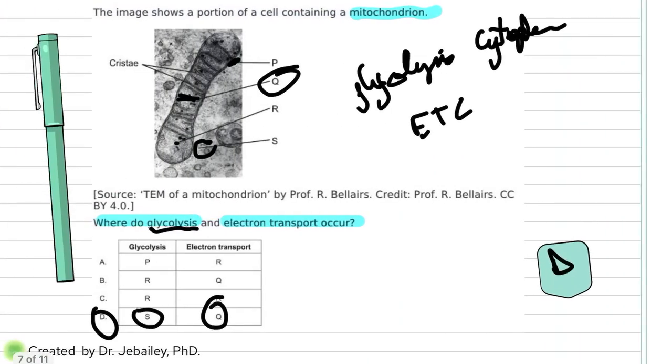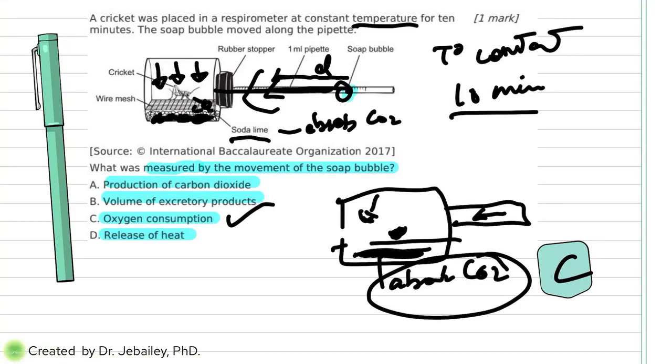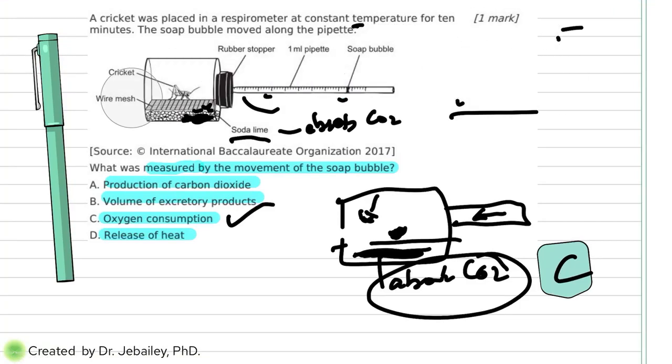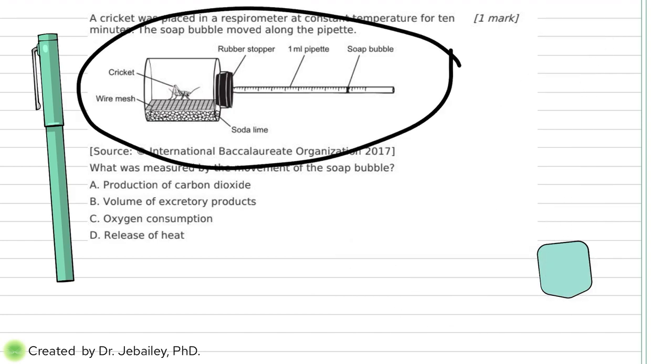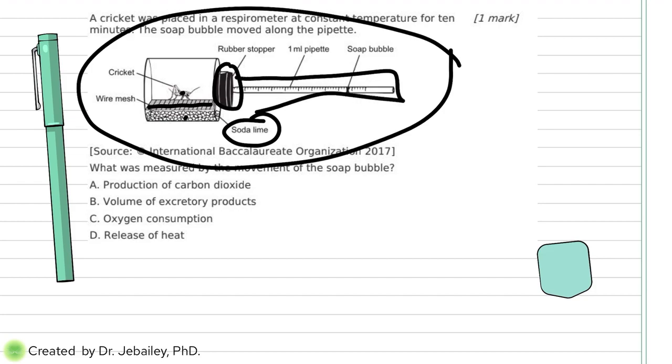Now, this is just going back to the picture right here. Let me make it bigger. They're talking about this guy here. They're saying, what are the things needed? You can see in this equipment that you have the mesh to separate the cricket from the soda lime. You have the soda lime to absorb the CO2. You have the stopper here to not allow oxygen or any other gas in or out. And you have the pipette to measure the soap bubble going in and out.